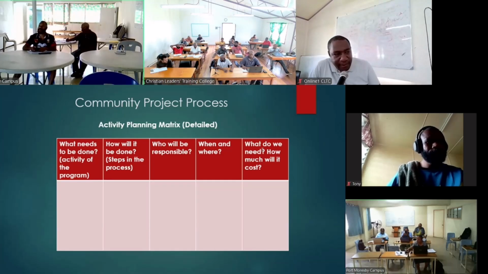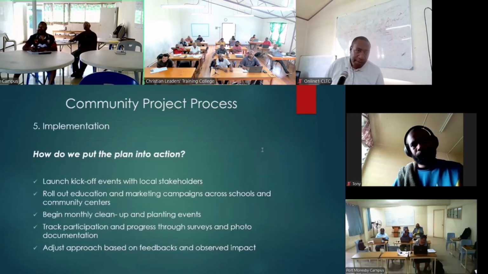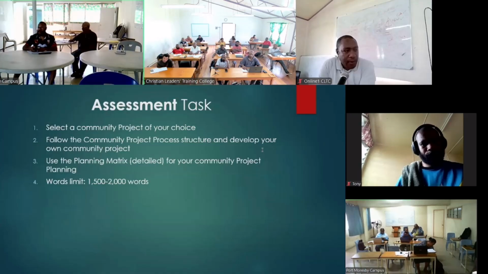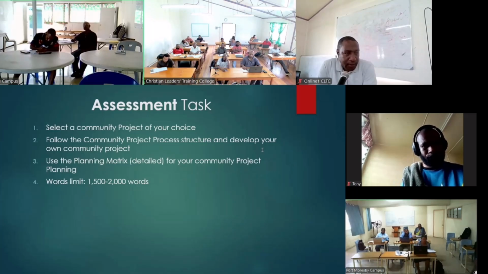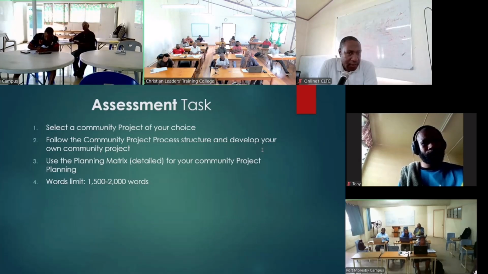But it's just simple. Firstly, you have to choose your community project, and then you follow the community project process. I will go about addressing your objectives and strategy, and then you will plan it out in detail by using the activity planning matrix table that I just went through with you, and it should be more than 2,000 words.